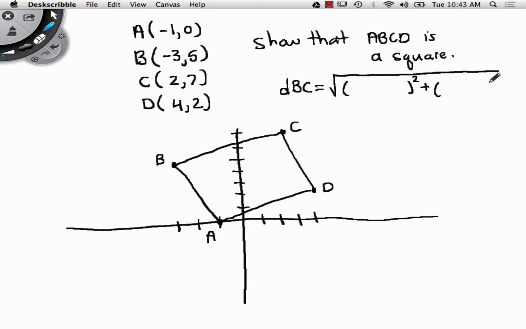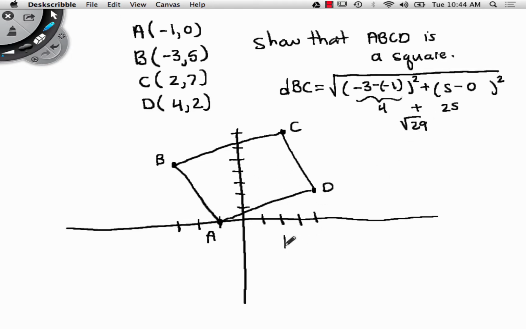Set up the problem. Let's go to point B. Negative 3 minus negative 1. 5 minus 0. What's negative 3 minus negative 1? Negative 2. Square that. 4. 5 squared. 25. Add them together. So this is the square root of 29.